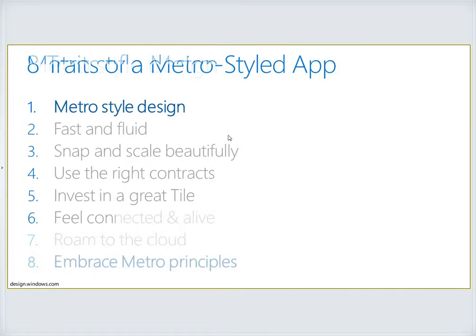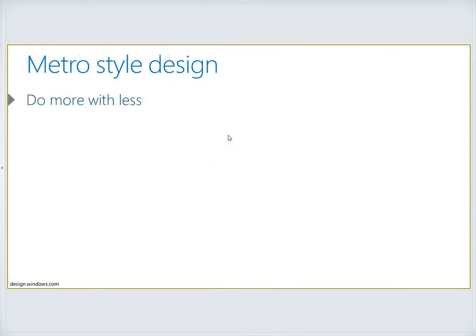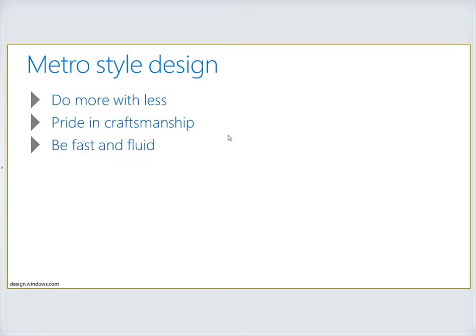Metro style design. If we go back to Metro style design, it's fundamentally about doing more with less. It's about pride and craftsmanship. The details matter in a Metro application. It doesn't mean that you have to be accountable for all of them, but if you use our development tools and you follow our templates, that precision and that craftsmanship is already there. And it's about being fast and fluid. It's about being authentically digital.